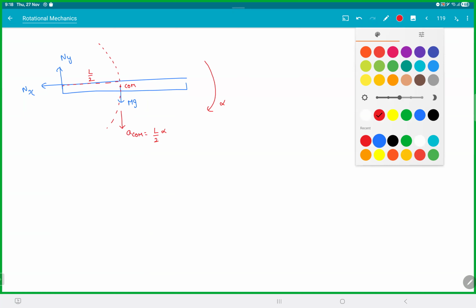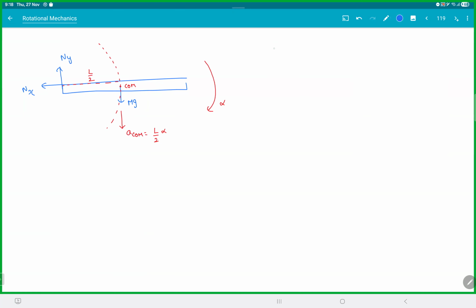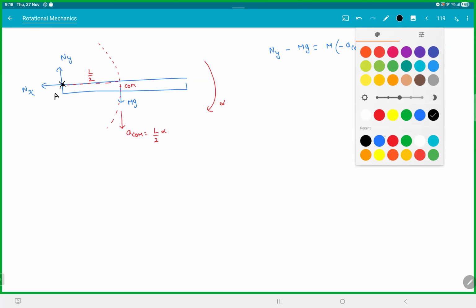Step 3, apply the force equations. In the vertical direction, the force equation will be Ny minus mg equals mass into minus acceleration of center of mass, since it is going down. Horizontal direction, Nx, there is no other force, Nx is 0. Fourth step, apply torque equation about any fixed point or center of mass. Here, clearly we can see the hinge is a fixed point. If you can get a fixed point, that's always best. Take torque about A.